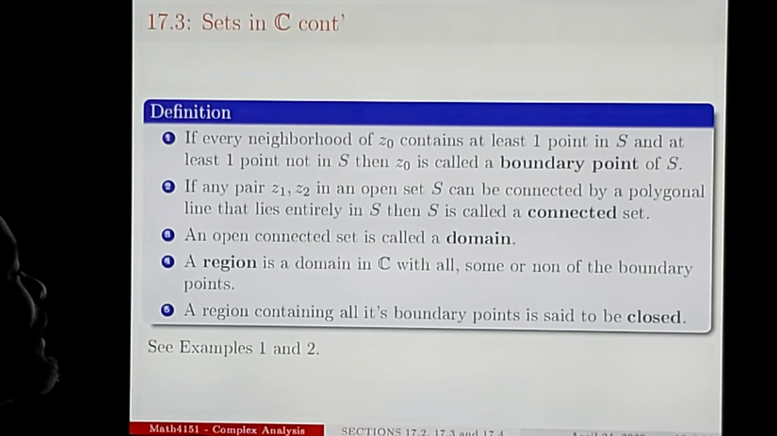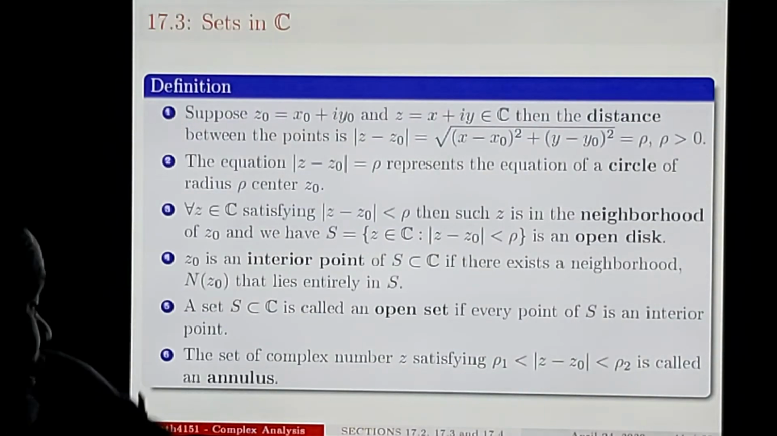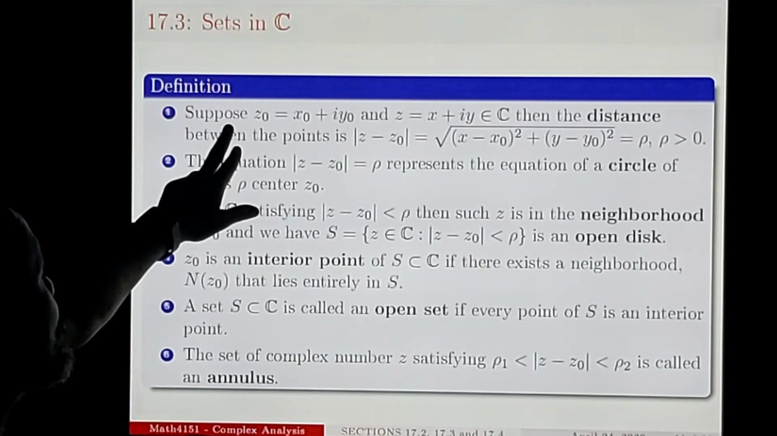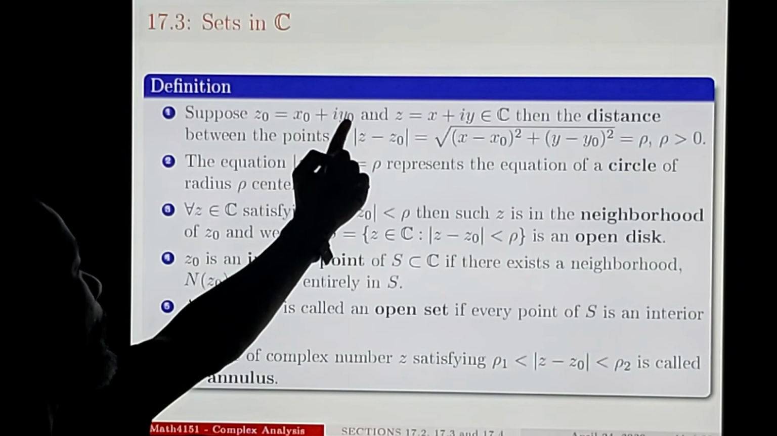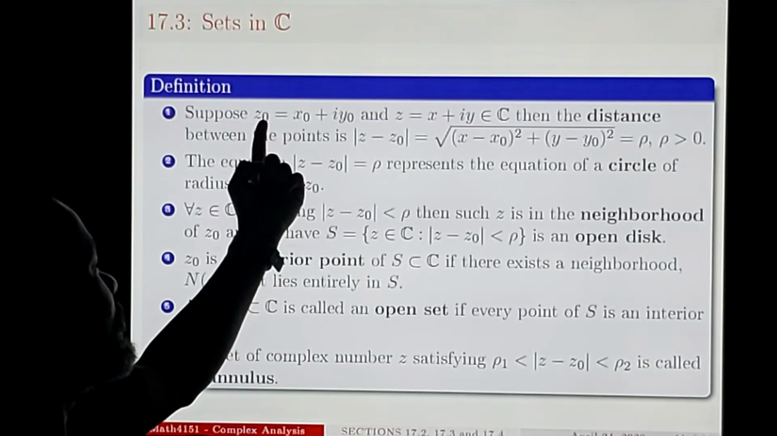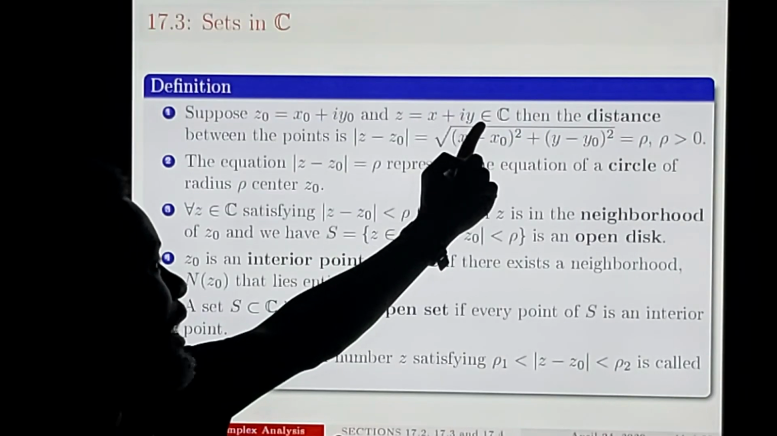So, in the complex plane, you do have sets. Now, the first thing we say is that we have several definitions. Hey, wait. I've started in the wrong place. This is where I'm supposed to start. The first definition for section 17.3 talks about, suppose you have a fixed point, a complex number, Z naught equals the real part, imaginary part. And then you have Z equals X plus iY.